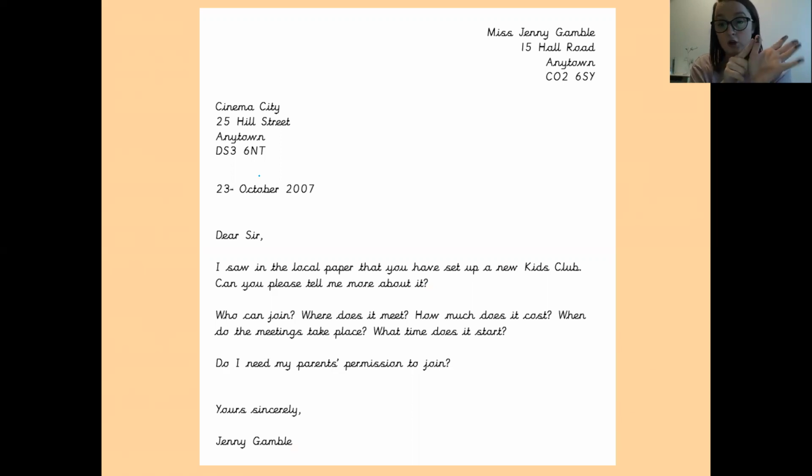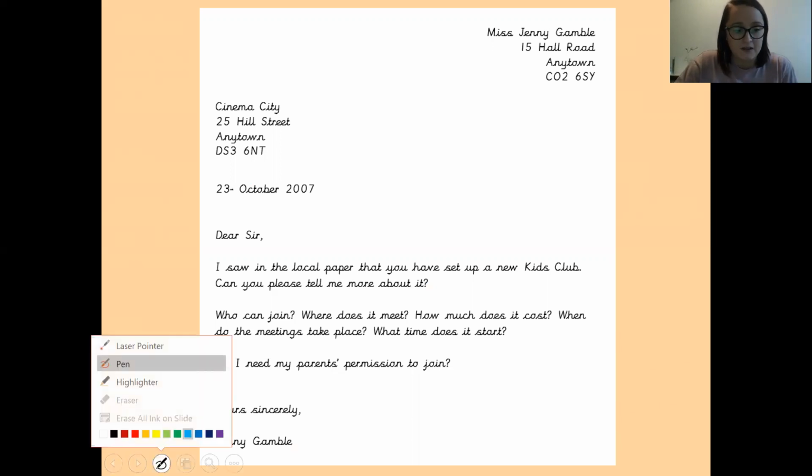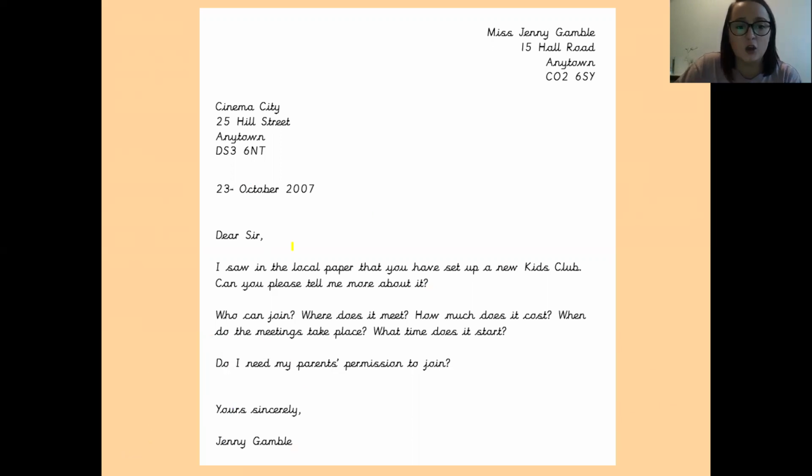So first of all, we're going to look at who, a bit backwards, but who. And I'm going to get my fancy pen. And who are we writing this letter to? Well, who is writing this letter, should I say? It is Jenny Gamble, and it says her name at the bottom here. So that's who, but also her name is up here, and this is her address as well, so I'm just going to colour that in.